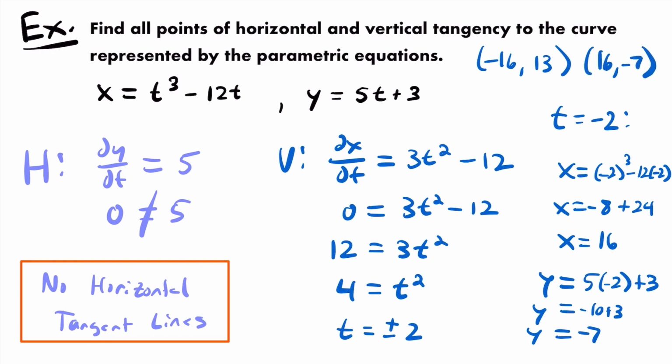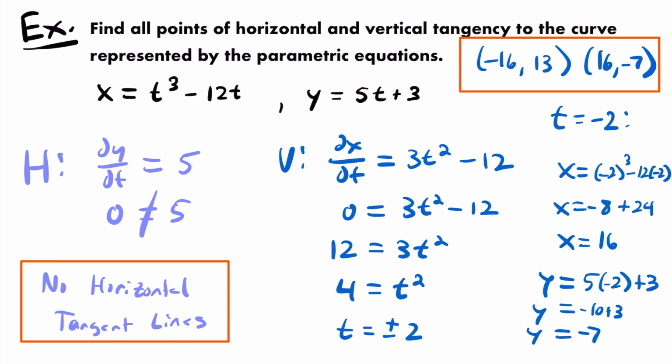All right, and so with that, we have now found all points of horizontal and vertical tangency for the curve represented by these parametric equations. We found that there were no points of horizontal tangency, or no horizontal tangent lines, and we found two values of t for which there was vertical tangency, which resulted in these two coordinate points by plugging in those values of t into these parametric equations.